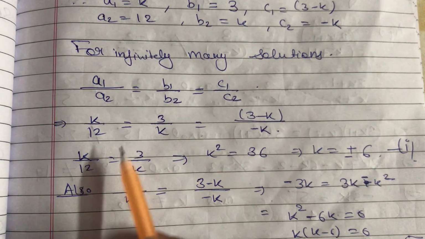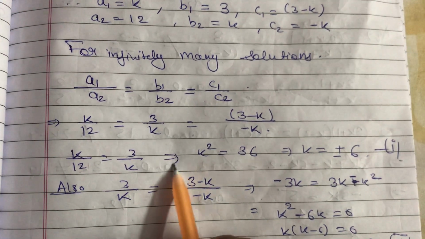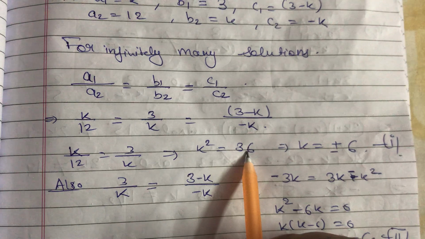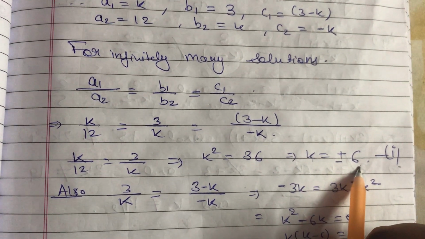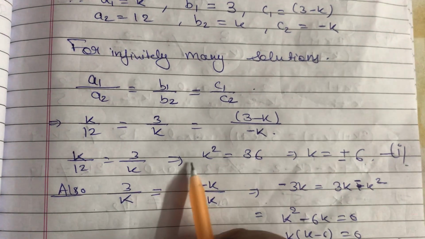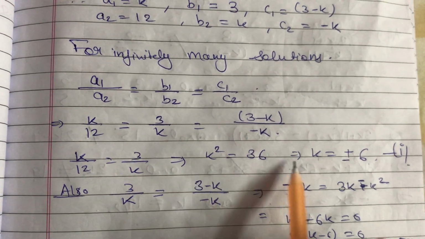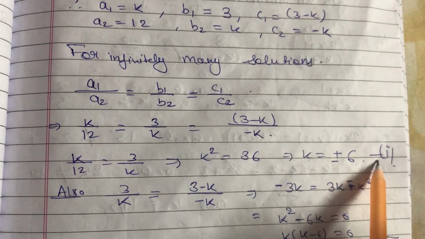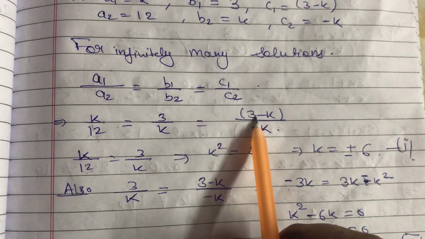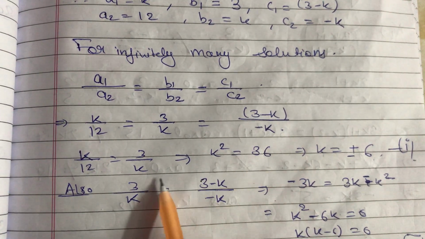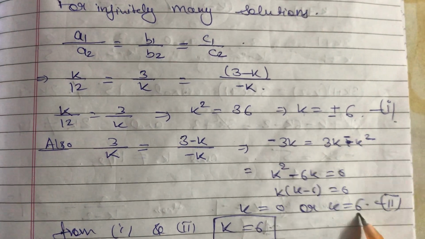Solve this first. So k into k, k by 12 equals 3 by k. From there I can get the value k square equals 36. So the value of k is plus minus 6. There are two different values which you will be getting. One situation is that if I have compared this one, I got k equals plus minus 6. This is my equation number 1. And the second is if I compare 3 by k with 3 minus k divided by minus k, then from there I am getting the value of k as 0 and 6.